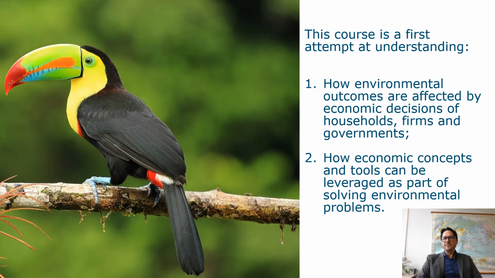This course is a first attempt at understanding how environmental outcomes are affected by economic decisions of households, firms, and governments. This distinction between households, firms, and governments is a very common distinction between actors in the economic landscape, by the way. And also, we are going to explain how economic concepts and tools can be used as part of solving environmental problems. So we're going to explain how the tools from economics can be put to work towards environmental outcomes.